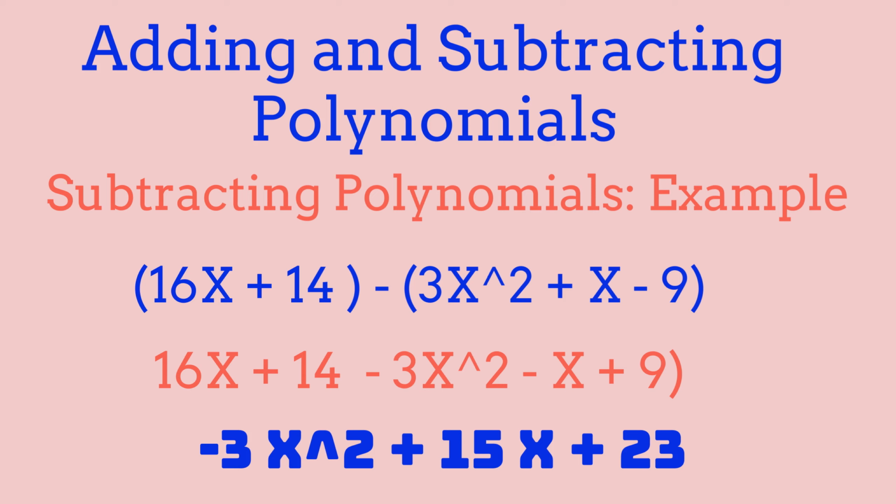So now our equation looks like negative 3x to the power of 2 plus 15x. And finally, we're just going to add up our constants, which is 14 plus 9, which gives us 23. So now our equation looks like negative 3x to the power of 2 plus 15x plus 23. So this is basically how you simplify subtraction and addition for polynomials. And that's basically it for the beginning part of this video. And next we're going to be moving on to our Python code.